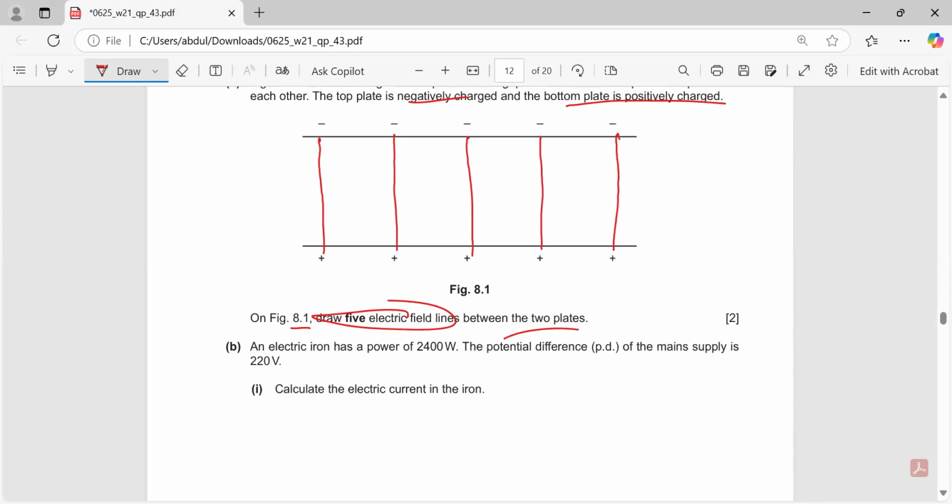This is done. Now, you will not get the 2 marks until you draw the arrowhead. It is always drawn from positive towards negative. So the arrowheads will be pointing from positive towards negative.